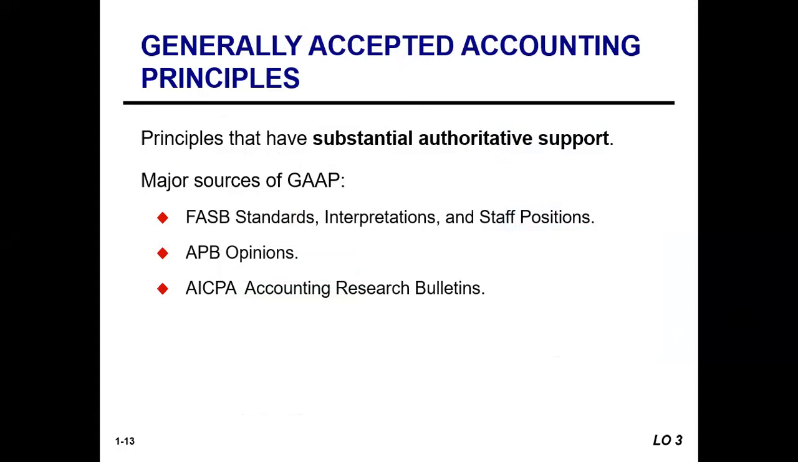Generally accepted accounting principles, principles that have substantial authoritative support. And as we see here, the major sources of the generally accepted accounting principles are the FASB standards, interpretations, and staff positions, the APB opinions, and the AICPA accounting research bulletins. So, remember the Committee on Accounting Procedure that was established by the AICPA, they're the ones who issued the accounting research bulletins. And then the Accounting Principles Board, which was the successor of the Committee on Accounting Procedure, they issued the APB opinions. And then finally, the successor of the Accounting Principles Board was the Financial Accounting Standards Board.